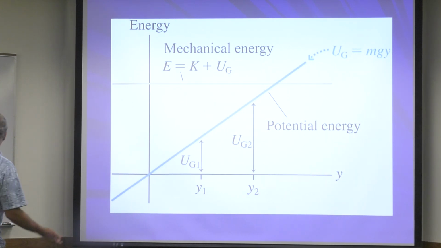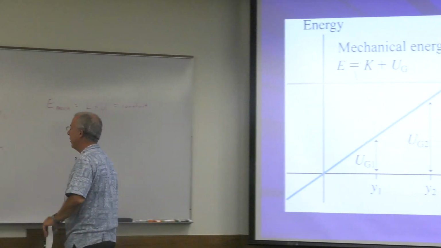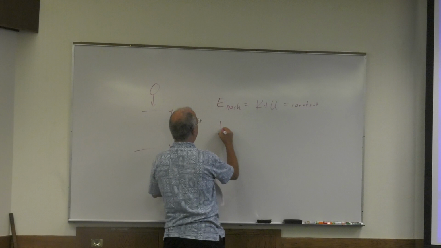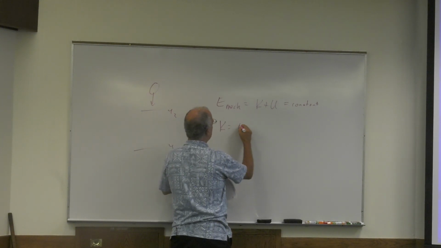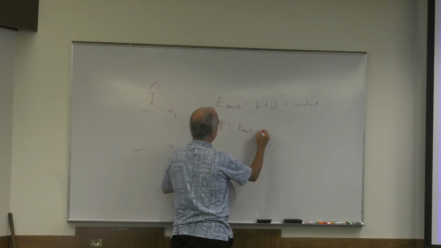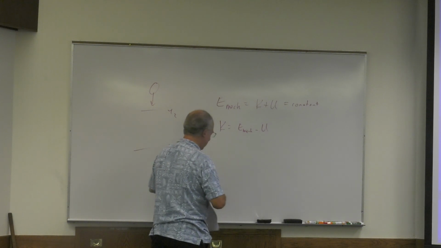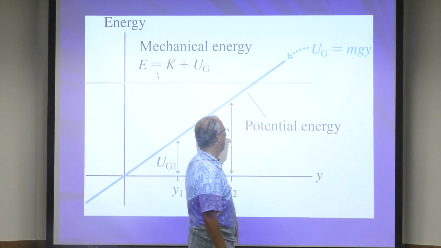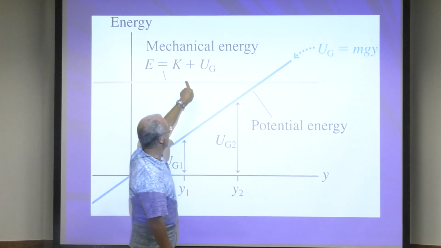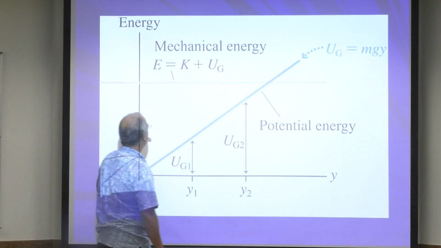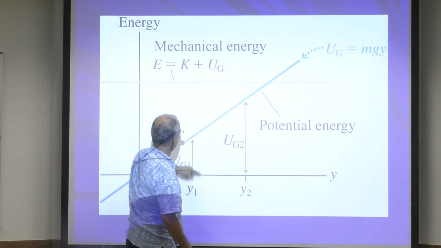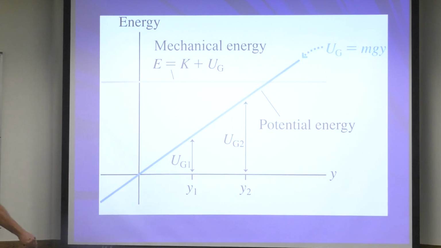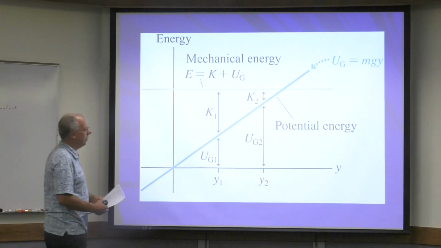All right, now, how do you find the kinetic energy from this graph? Well, again, that's the formula, right? So solve for K. So K is just E mechanical minus U. So here's E mechanical, here's U. So you take this minus that, and you get that, right? Or this minus that, and you get that. So that's the kinetic energy at each point.